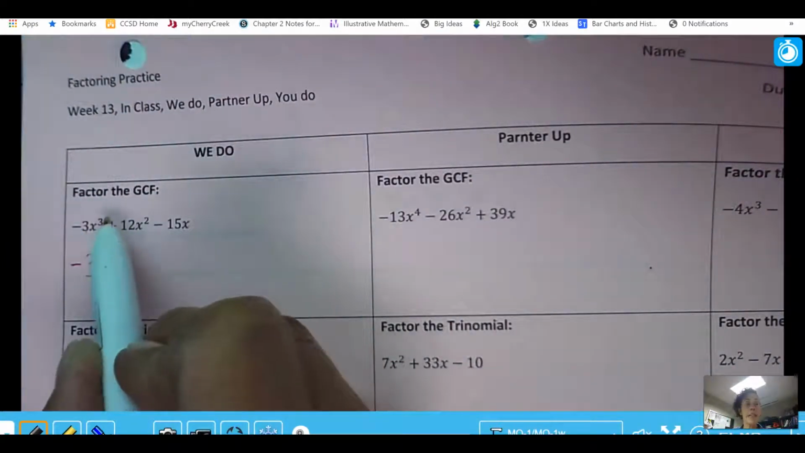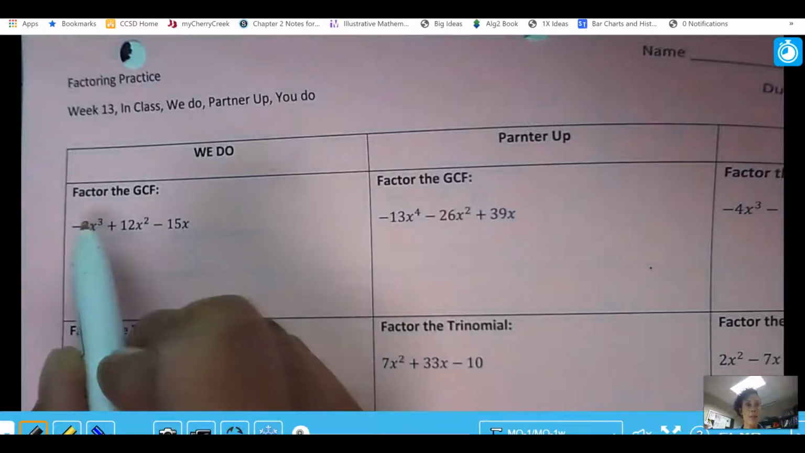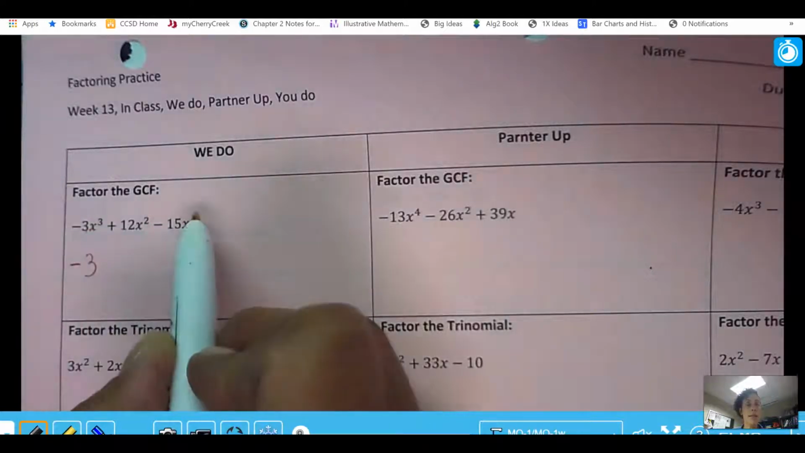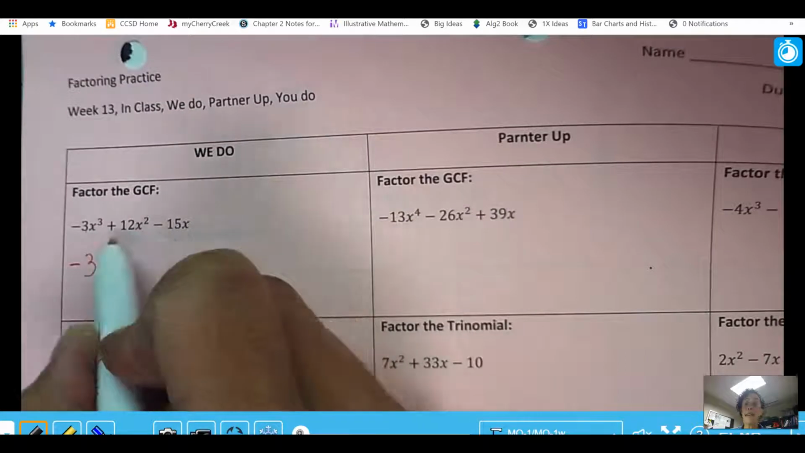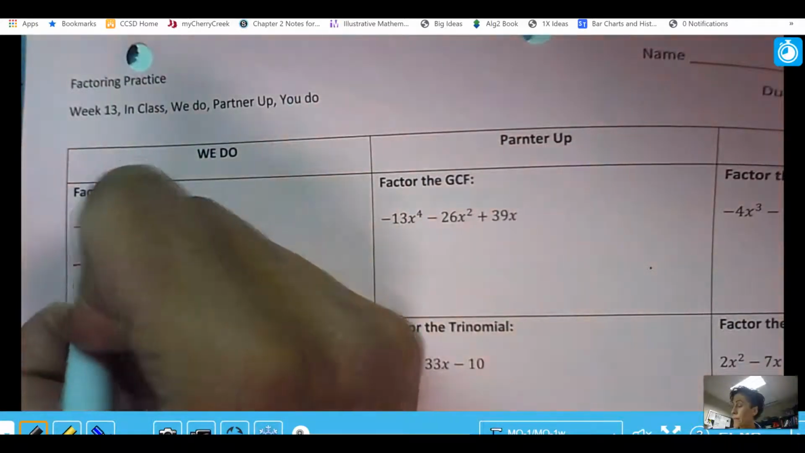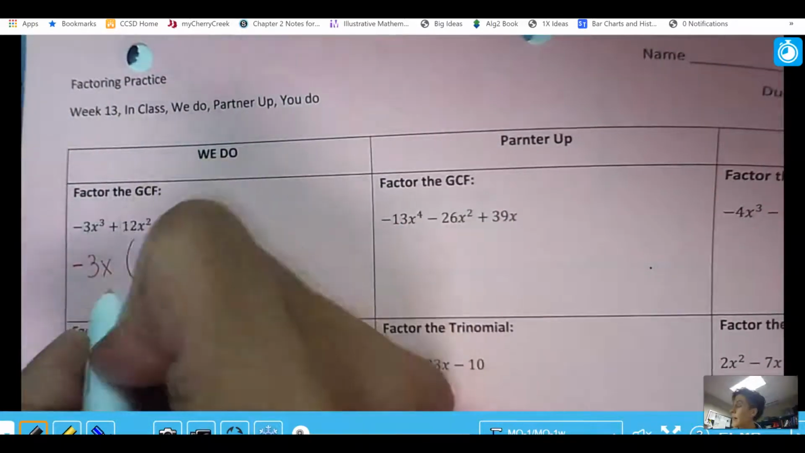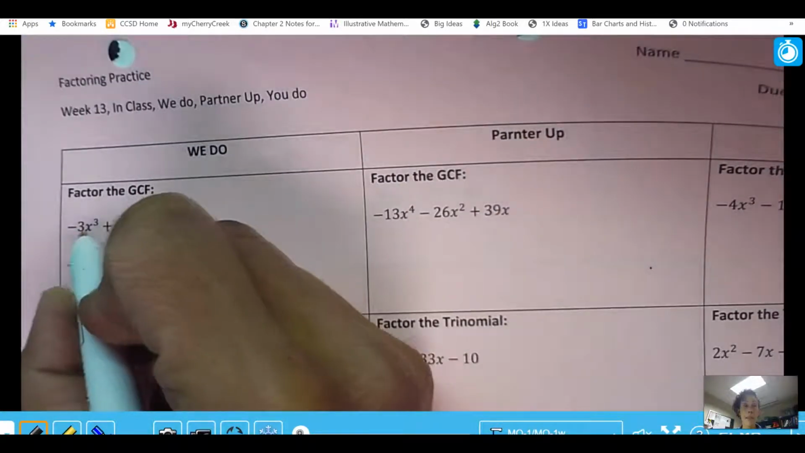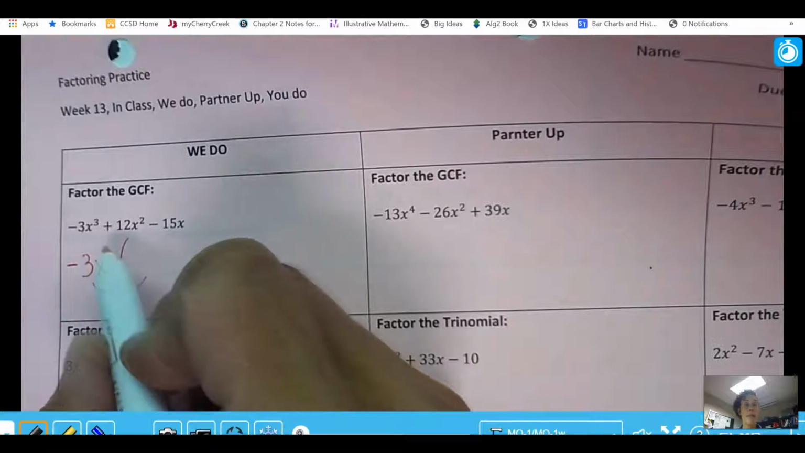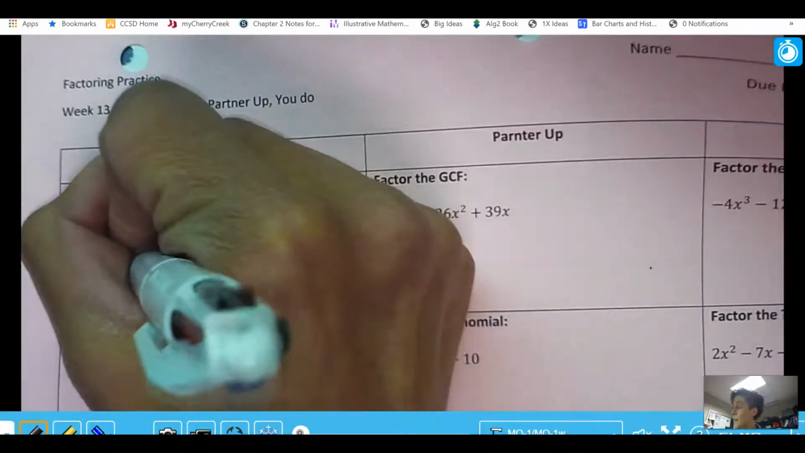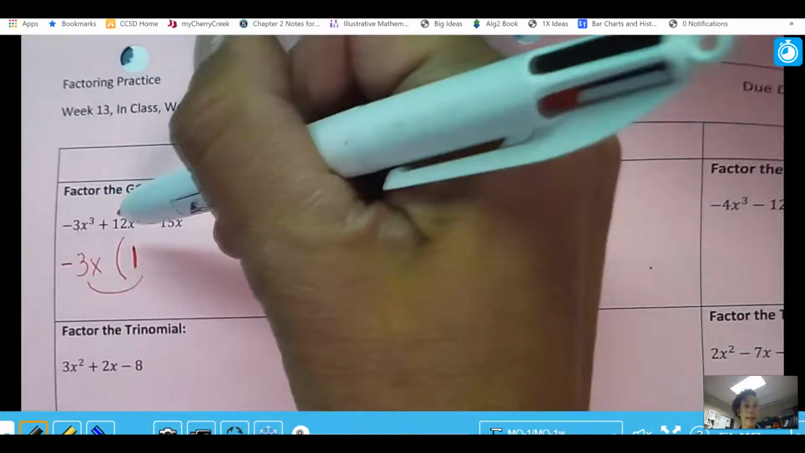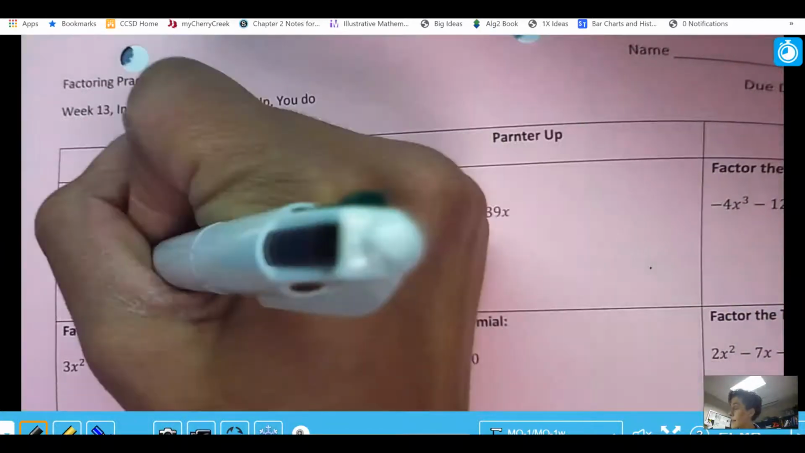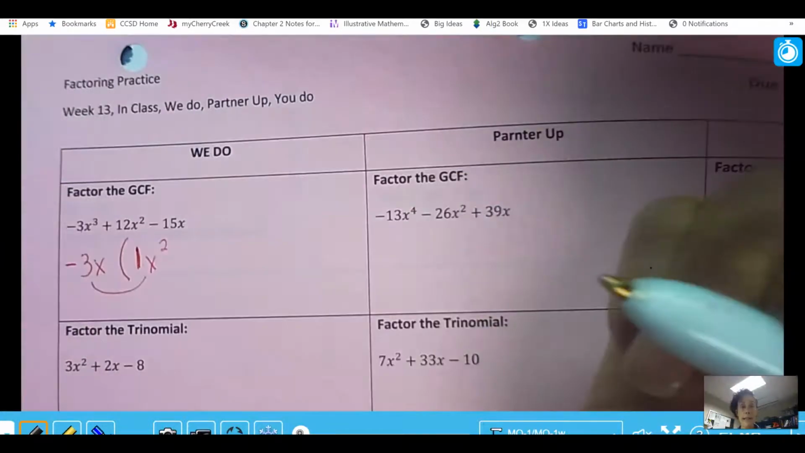And then I look to see how many x's I can take from everybody. So this has 3 x's, this has 2, and this has 1. So I'll be able to take at least 1 x from everybody. So now, negative 3x will multiply with someone to make negative 3x cubed. So negative 3 times what makes negative 3? Well, that's a positive 1. And there were 3 x's here, but I just took one of them away, so that's going to leave 2 x's left.